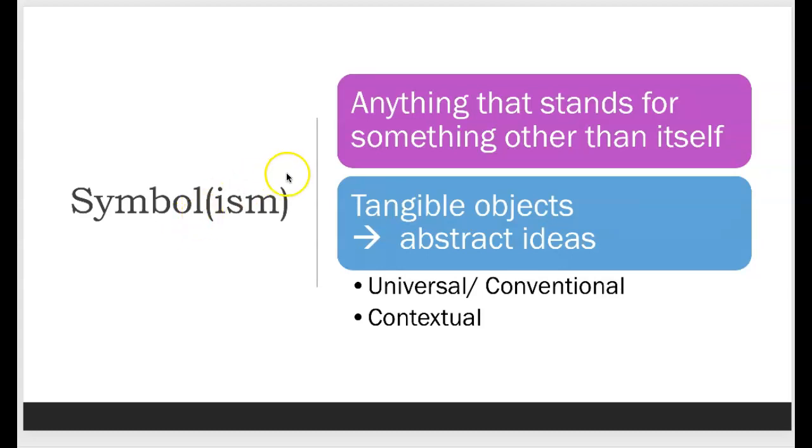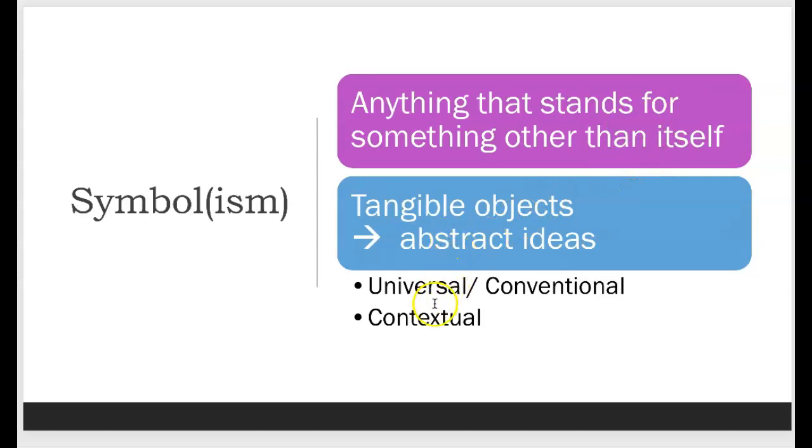Symbol or symbolism is basically when anything stands for something other than itself. It's when we take tangible objects to represent abstract ideas. For example, an empty cupboard could represent hunger, or an open window represents freedom, or being able to breathe, or something like that.